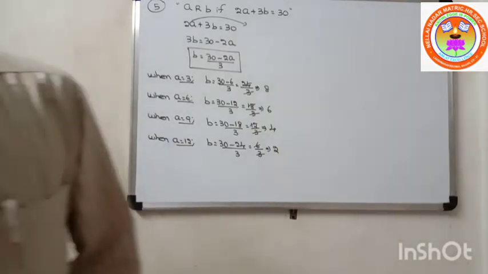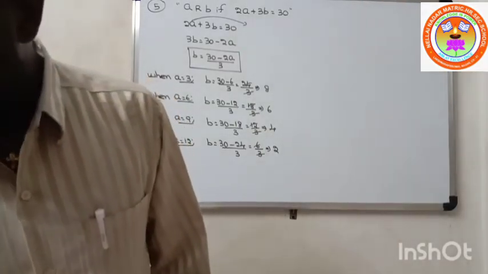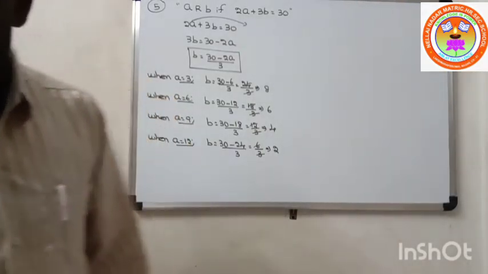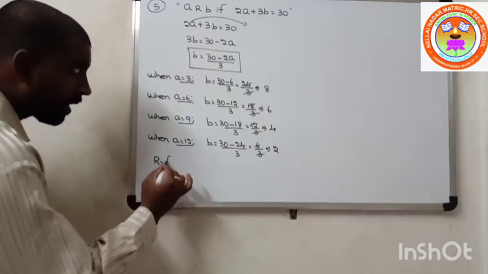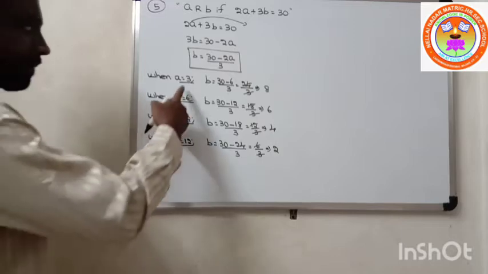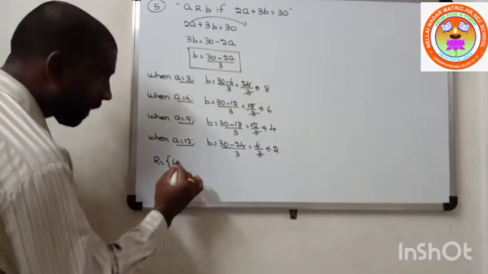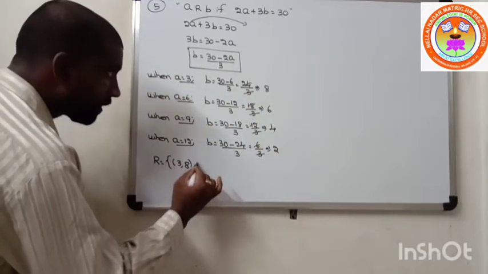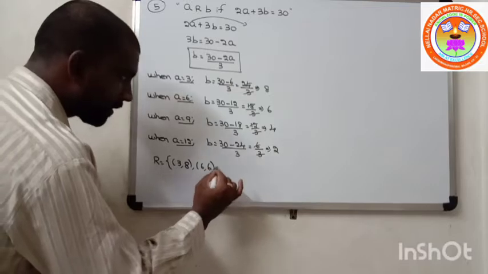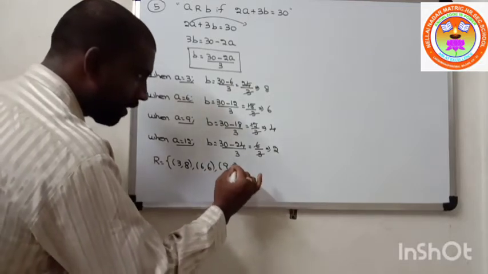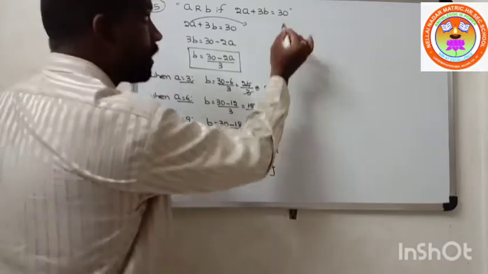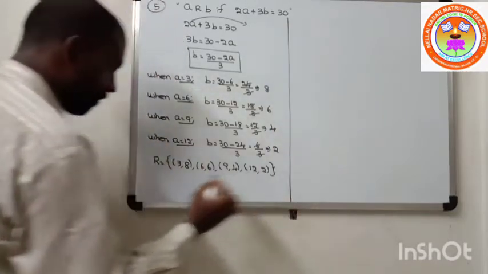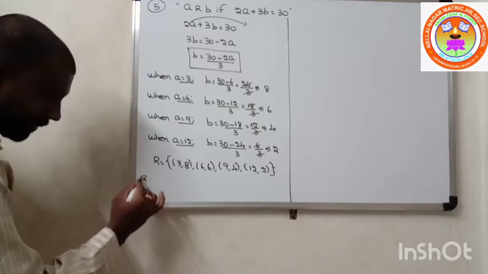First, the given question: write down the elements of R. R equal to, what are the values coming? 3, 8, 6, 6, 9, 4, 12, 2.